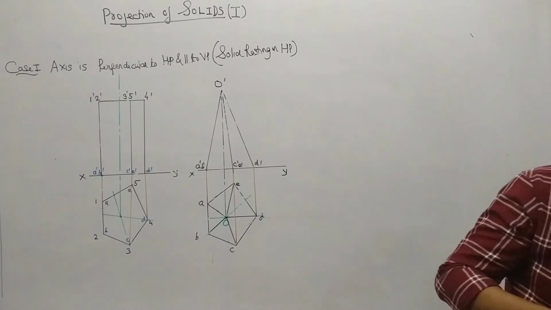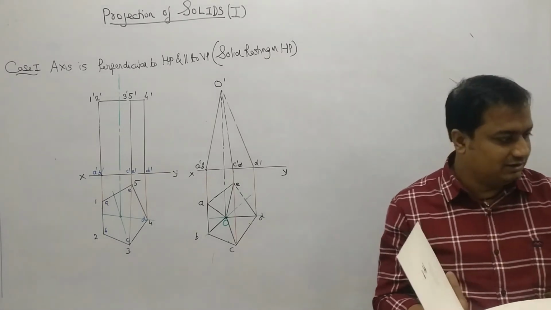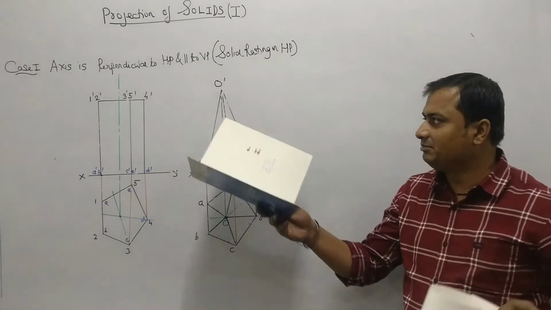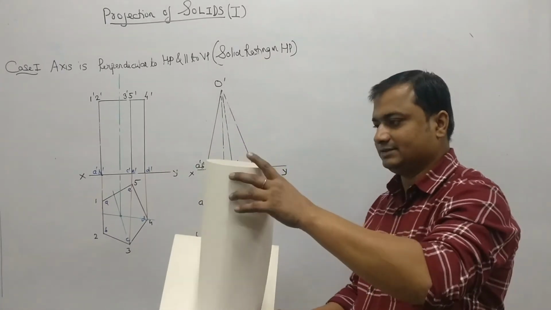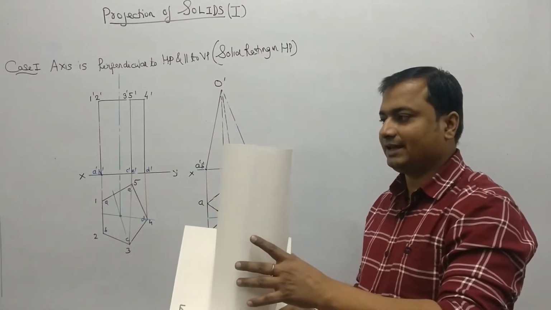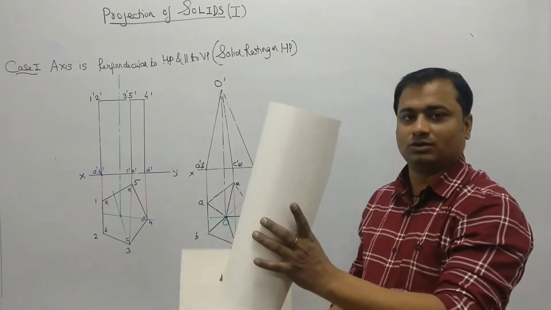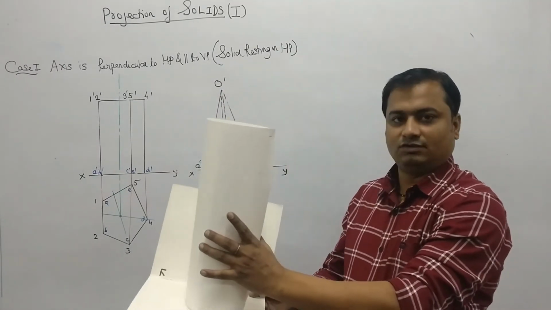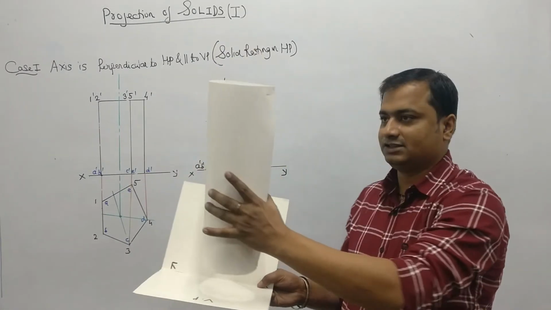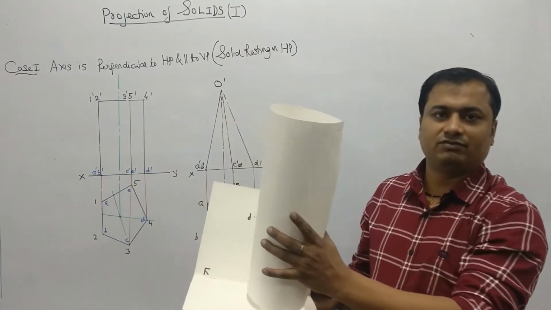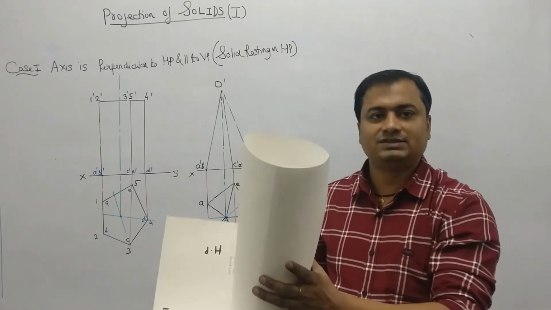Now if I just imagine the third solid, that is the cylinder, for the same case, if the cylinder is resting like this, it means the axis is perpendicular to the HP and parallel to the VP. So the cylinder will be placed upright in this manner. This is the case of the cylinder with the axis perpendicular to HP. Now what is the top view and what is the front view here?